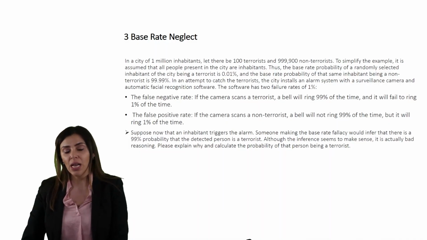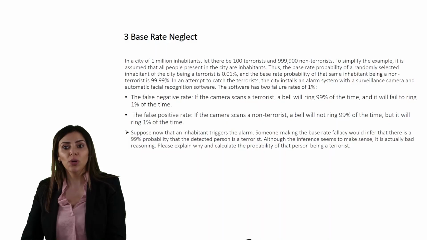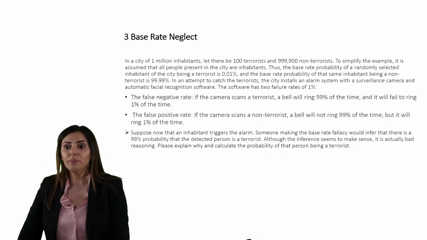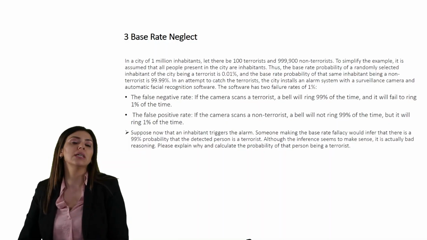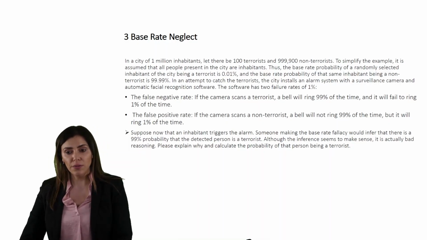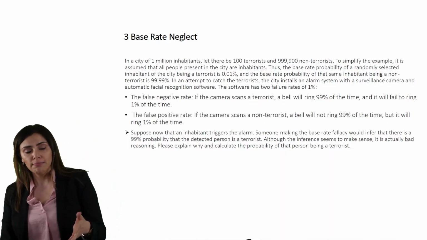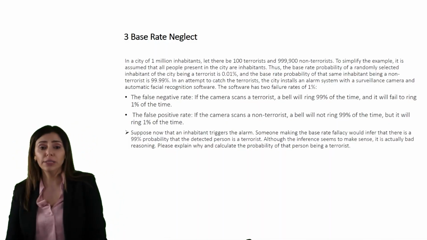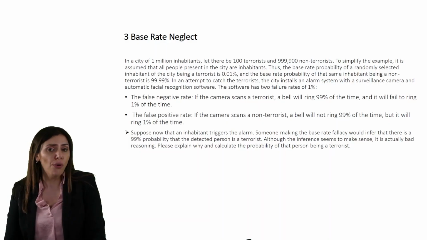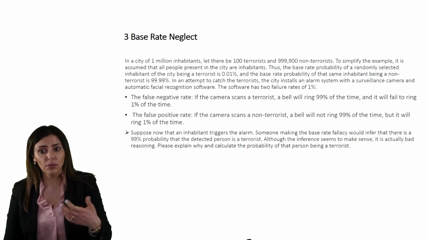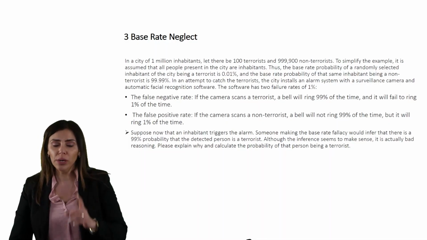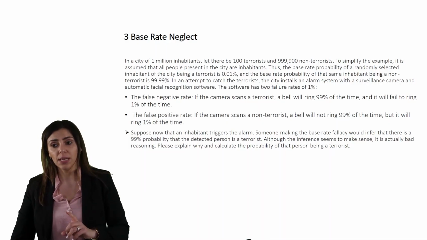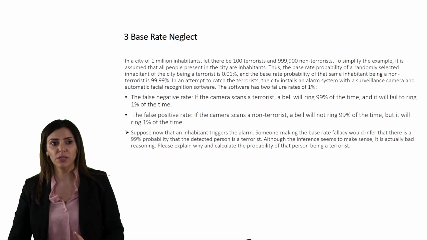So, in an attempt to catch the terrorists, the city installs an alarm system with a surveillance camera and automatic facial recognition software. This software, however, has two failure rates of 1%. The first is the false negative rate: if the camera scans a terrorist, the bell will ring 99% of the times. However, it will fail to ring 1% of the times.